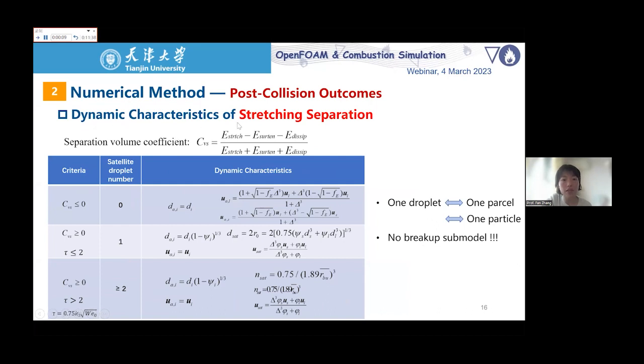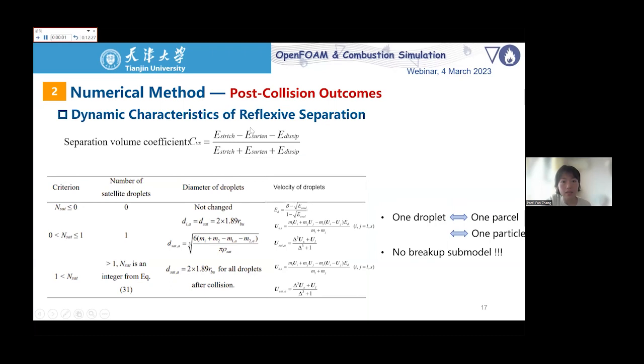From the dynamic characteristics of the stretching separation, we introduce a separation volume coefficient. It is the ratio of the energy needed for the two droplets to separate divided by the total energy. Based on the criteria, we can get the different satellite droplet numbers and the child droplet diameter and velocity after the collision. Here we only consider the two droplets. That means one droplet only has one particle. So no breakup submodels are needed here. Similarly, in the reflective separation, we also use this separation volume coefficient to find the different number of satellite droplets and the diameter and velocity of the satellite droplets.